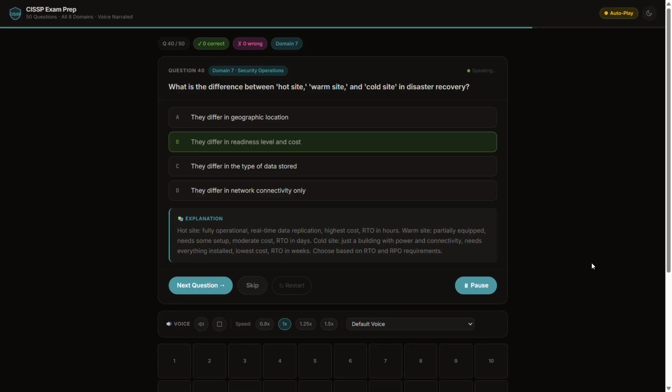Correct answer: B. Hot site, fully operational, real-time data replication, highest cost, RTO in hours. Warm site, partially equipped, needs some setup, moderate cost, RTO in days. Cold site, just a building with power and connectivity, needs everything installed, lowest cost, RTO in weeks. Choose based on RTO and RPO requirements.